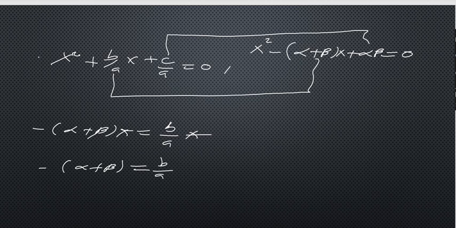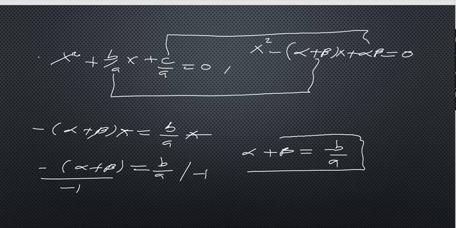So now if you want to find the sum of roots, let me just divide by negative 1, even here by negative 1. So I'm going to get this one. So alpha plus beta is going to be equal to negative b over what? Over a. So if you want to find the sum of roots, you're supposed to use this formula. Very, very important.